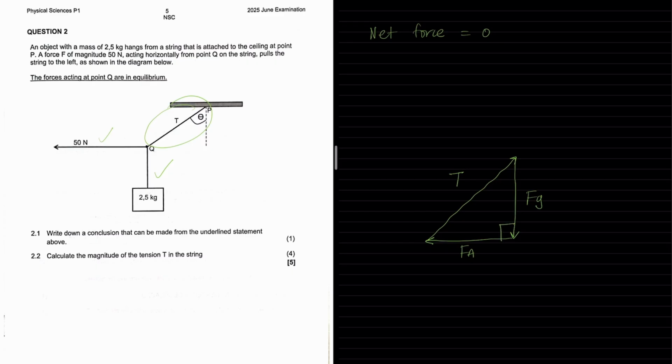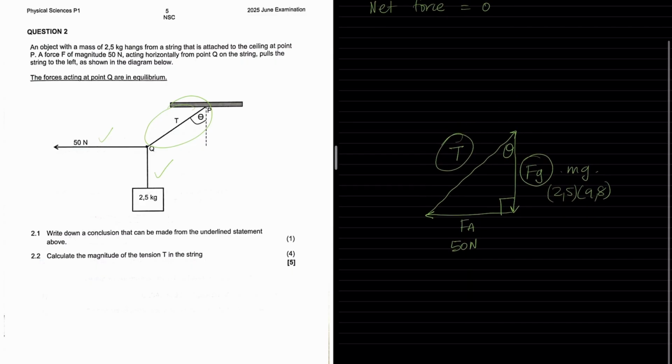This is going to be 90 degrees, and we want to know what is this angle right here. We don't know that angle, but we want to know the tension. So we know the force applied. Force applied is 15 newtons. We can work out the gravity. Remember, force of gravity is equal to mass times acceleration, or mass times gravity. The mass is 2.5. The gravity is 9.8. So if you want to work out what tension is, all you need to do is use Pythagoras. Okay, so we'll use Pythagoras here.